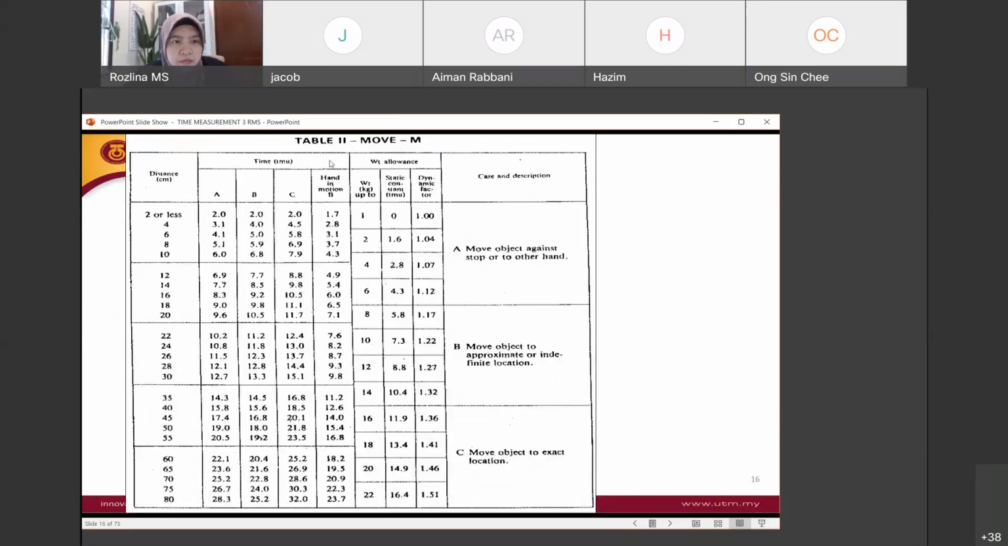Then we have table 2, move. Move the object the distance. Earlier was just reach, reaching with an empty hand. Now move. The distance is still the same. So we have the A, B, C coding. What is A, what is B and C. And then there is an allowance to be given, to be considered.